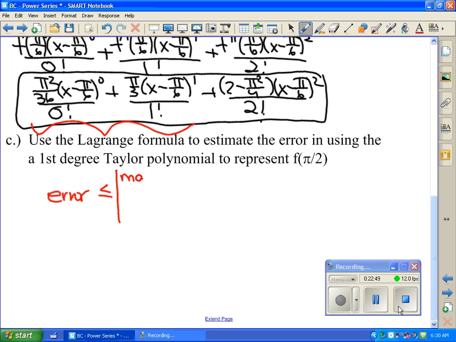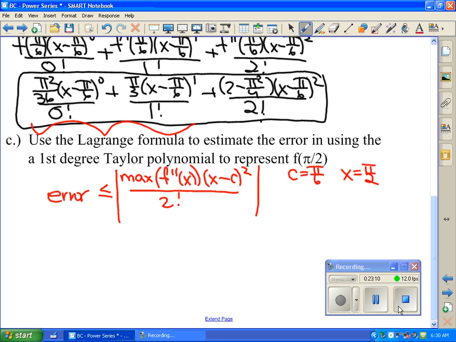So I need to find the maximum value of my second derivative, x minus c to the second, all over 2 factorial. Now, just to kind of review, this was centered at pi over 6. So my center is pi over 6. My value of x, where I'm trying to evaluate it, is x equals pi over 2. And therefore, I need to try to find the maximum value of f double prime of x between pi over 6 and pi over 2.